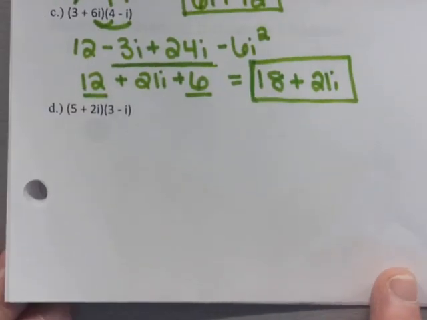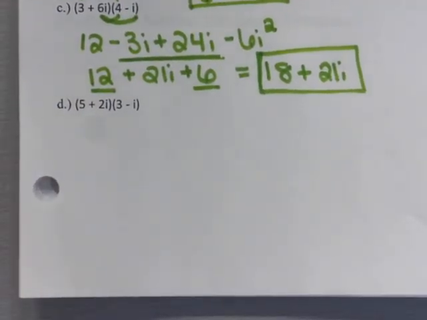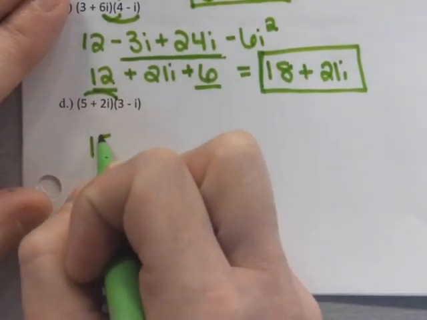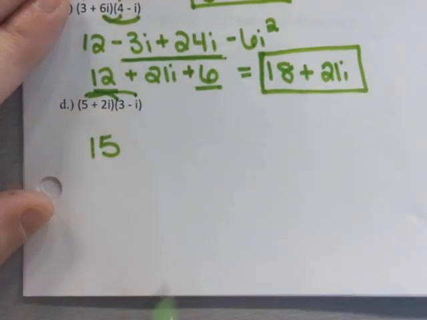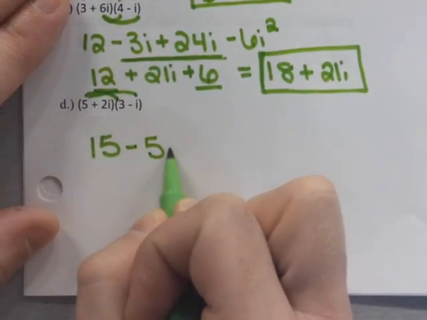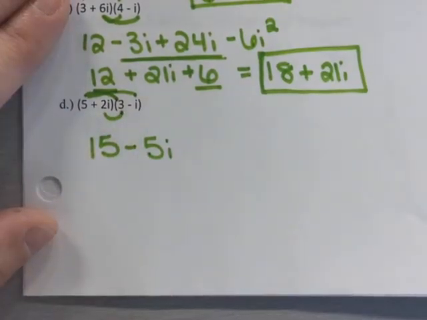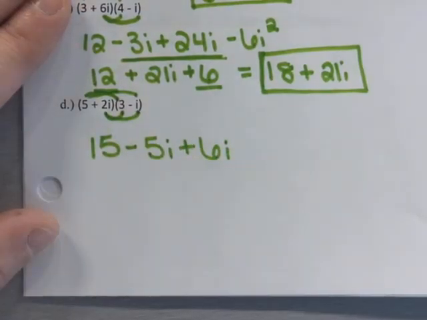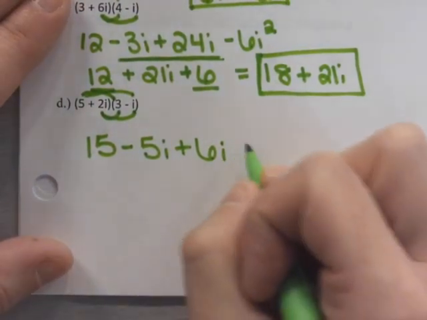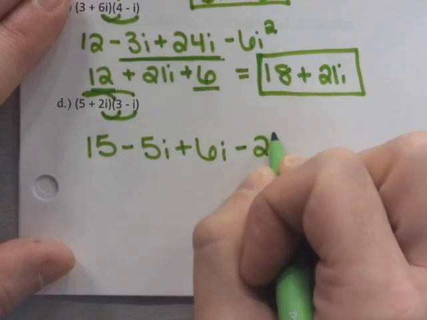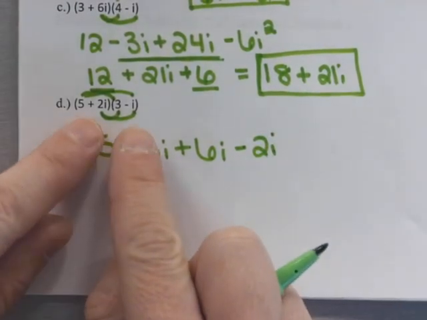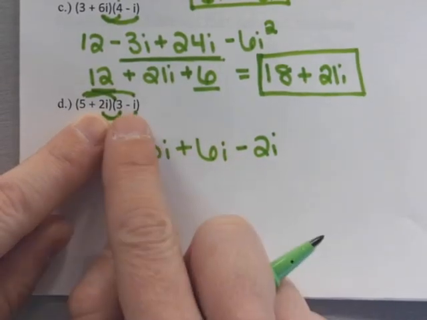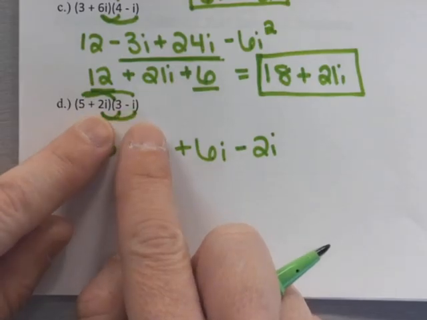All right, let's do one more of those because that's definitely the trickiest of all the types of problems. 5 times 3 is 15. 5 times negative i is negative 5i. 2i times 3 is 6i. 2i times negative i, or no, positive 2i, a positive times a negative is a negative. We've got just a 2, because it's like 2 times 1. i times i is i squared.